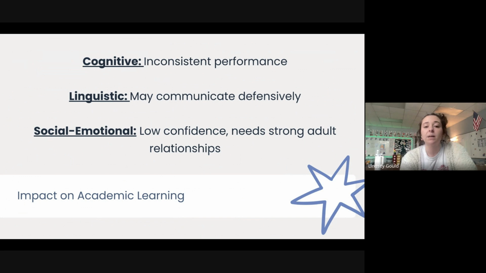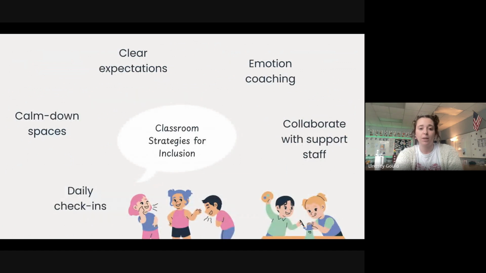And impact on academic learning. So, cognitively, it's inconsistent performance, and it doesn't always have to be from the student's academic ability. It's more from the amount of time the student is out of their least restrictive learning environment and missing that academic portion. Linguistically, they may communicate defensively, so they might need help understanding when and where we use different tones of volume. And social-emotionally, low confidence, needs strong adult relationships. That trust is going to be key.